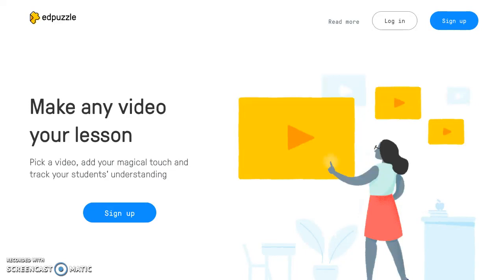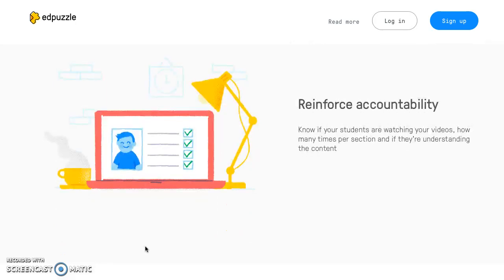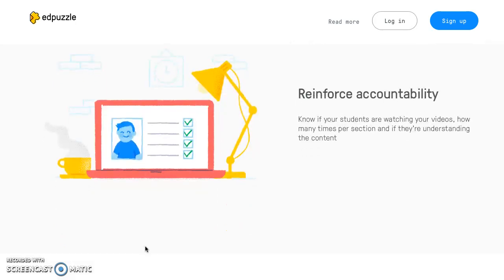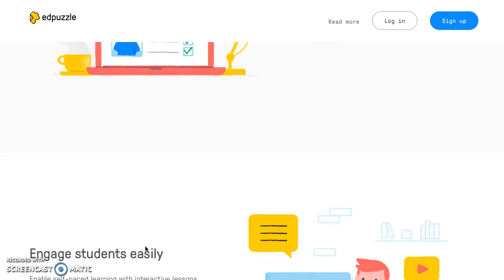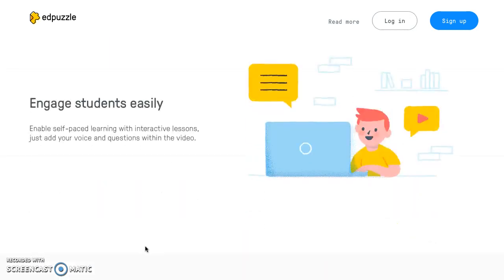Edpuzzle is overall a great tool that should be known and incorporated into every classroom for reducing curriculum barriers in each of our students. Edpuzzle first reinforces accountability. This is an example of knowing if your students are watching your videos and how many times per section if they're understanding the content. Secondly, it engages students easily.